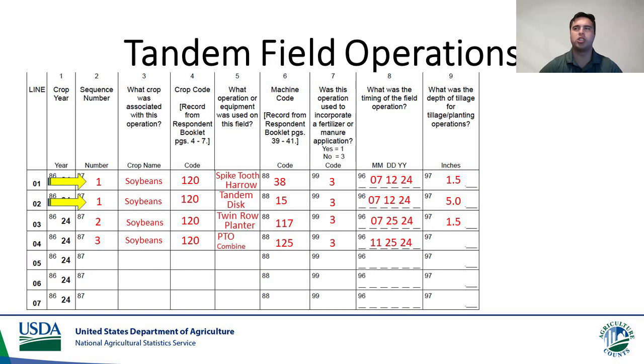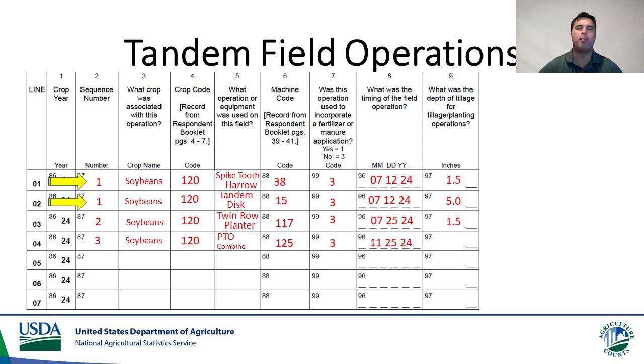Tandem field operations refer to multiple field operations occurring at the same time. These should be recorded with the same sequence number and date, as shown in the example. A common instance of this is a spike-tooth harrow connected to a regular tandem disc. As you can see, we have recorded both machinery items as sequence number 1 with the date of July 12th, 2024.